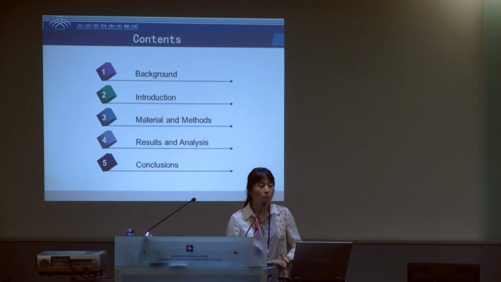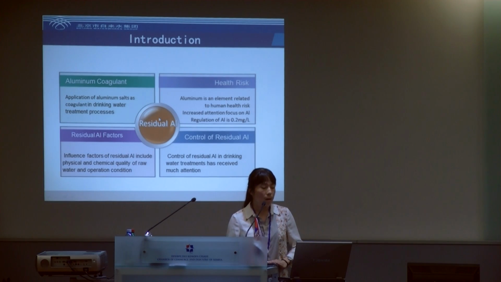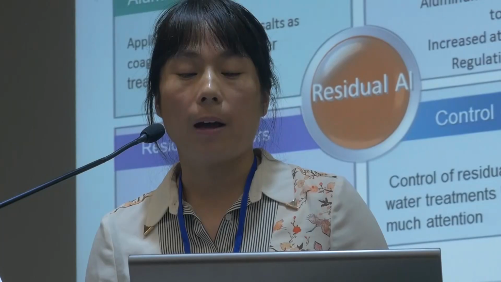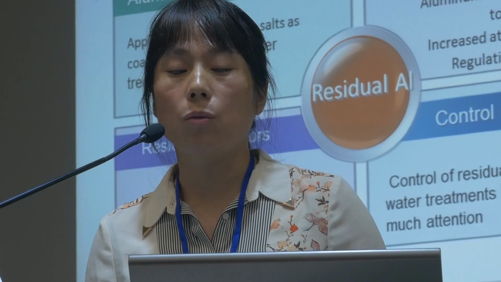And then the introduction of my research. Before coagulation, coagulant should be put into water for particle destabilization. The coagulant used in BWG is polyaluminum chloride. From other research, aluminum is an element related to human health risk, and thus increased attention has focused on aluminum. And the regulation of aluminum is 0.2 milligram per liter.